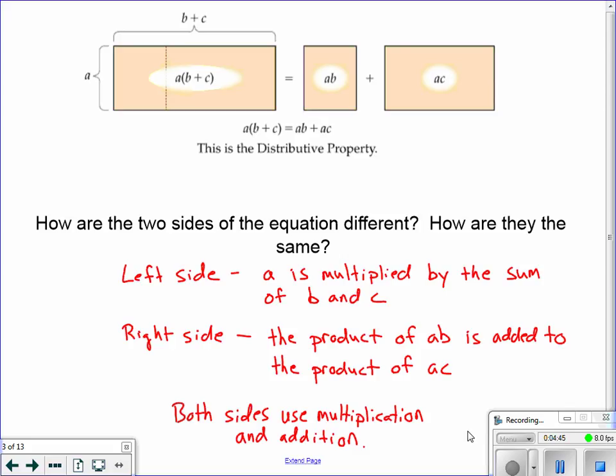So how they are the same is that both sides use multiplication and addition. And that's what the distributive property does, it uses multiplication and addition. Our other properties have used just addition or just multiplication. And that's what makes the distributive property different from those other properties we've talked about.